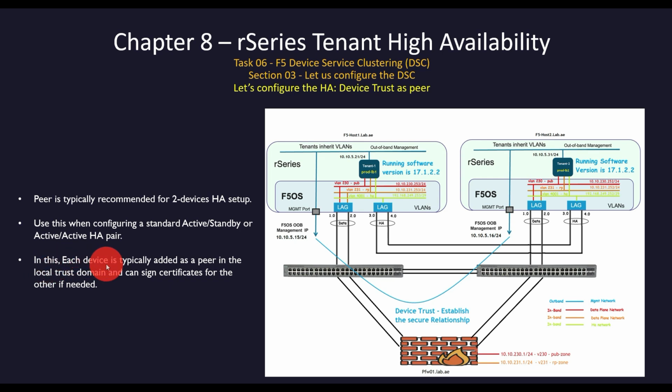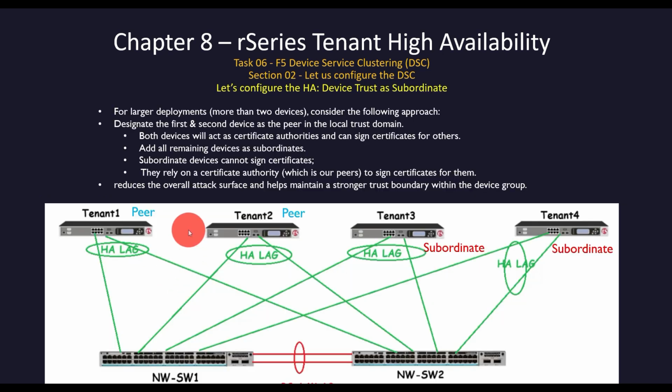In this, each device is typically added as a peer in a local trust domain, and both can sign certificates for each other when needed. For larger deployments, when there are more than two devices in a device service cluster, consider the following approach. Here, configure the first and second device as peers in the local trust domain, so that both devices can act as certificate authorities and can sign certificates for others. Also, configure all the remaining devices as subordinates.